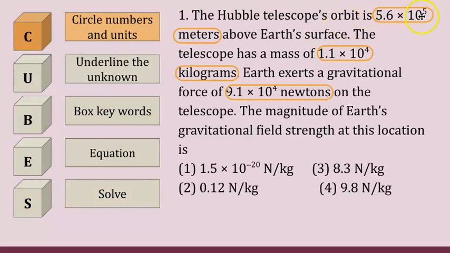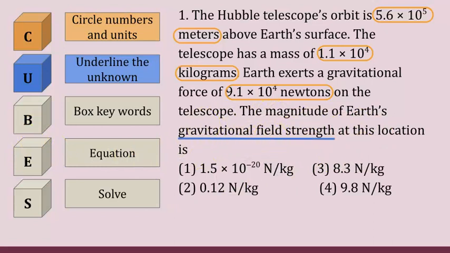I have 3 numbers. It looks like a little bit more because I made sure to also circle the units here when it transfers over to the next line. The next step is to underline my unknown. That's usually in the last sentence or the question, but not always. So in this case, the magnitude of Earth's gravitational field strength at this location.